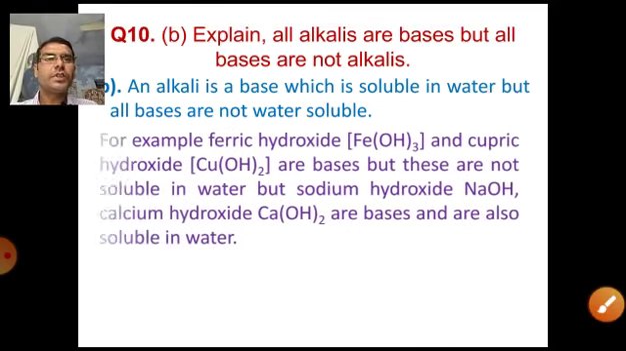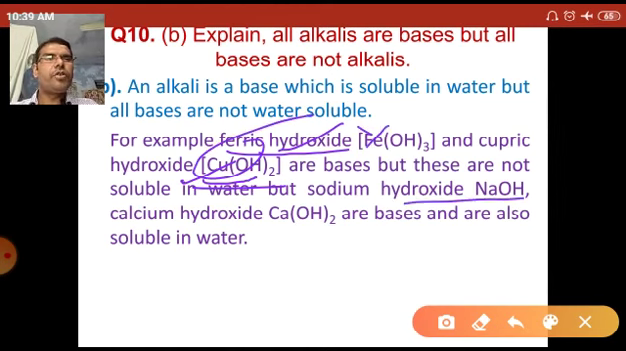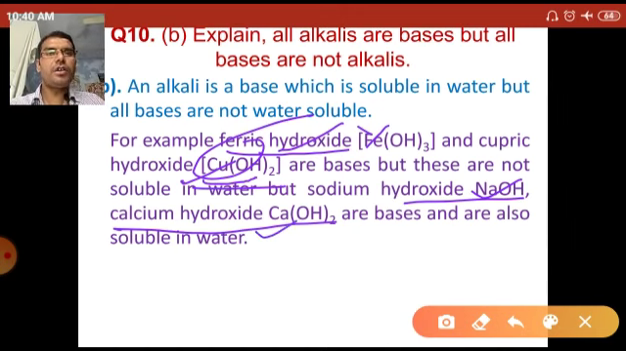Here is a better way. For example, ferric hydroxide Fe(OH)3 and cupric hydroxide, these are all bases. Ferric hydroxide and cupric hydroxide are bases, but they do not dissolve in water, so they are not alkalis. But sodium hydroxide and calcium hydroxide, Ca(OH)2, these two dissolve in water, and these two are also bases.